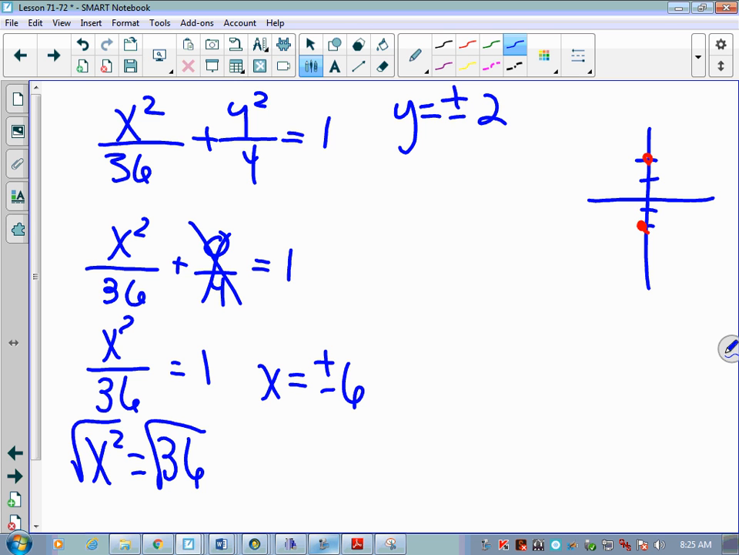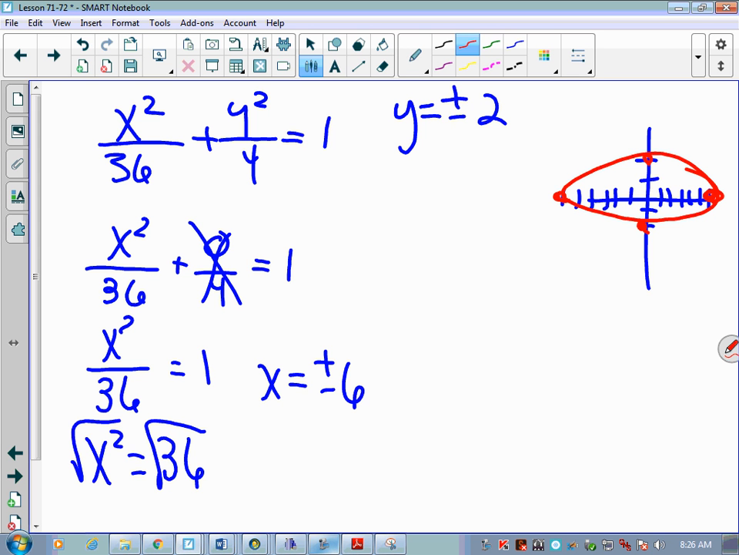Which means 1, 2, 3, 4, 5, 6 in each direction. And it's going to look like that. Looks like Hey Arnold's head.